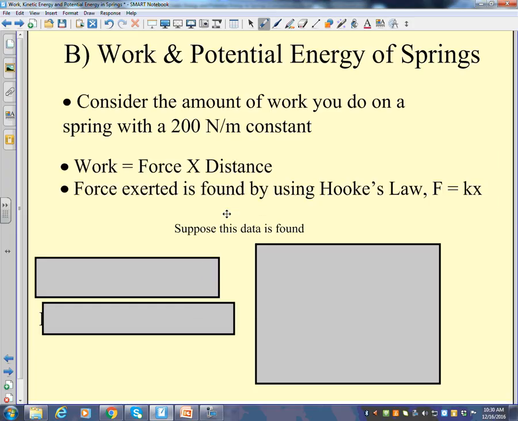Work equals force times distance. Force exerted is found by using Hooke's law, F equals kx. So this d right here and that x right there, which Blair is calling d, are kind of the same thing, right? And this F is that guy right there. Do you smell a formula derivation coming here?